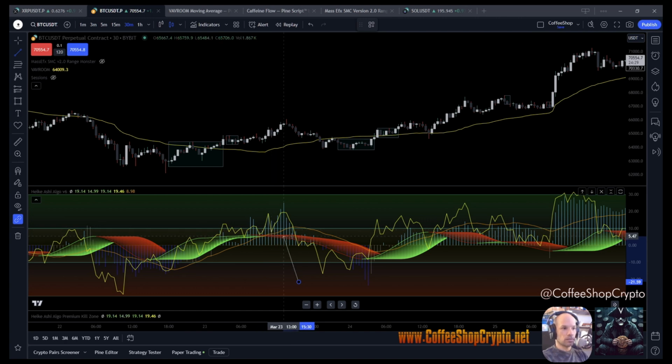However, the ribbon is still red. You're looking for a green ribbon. This is where things start to go bullish.